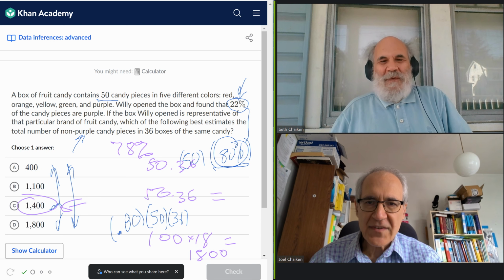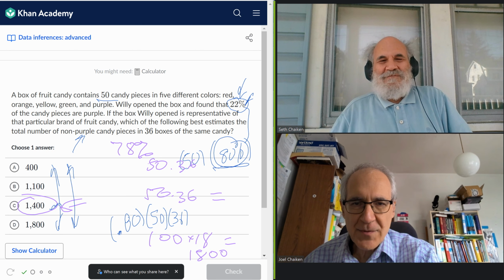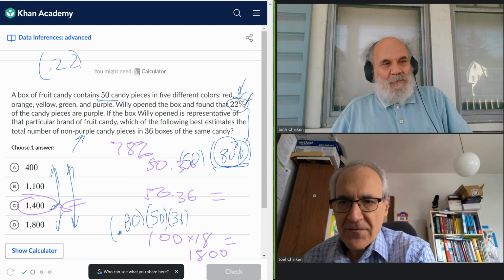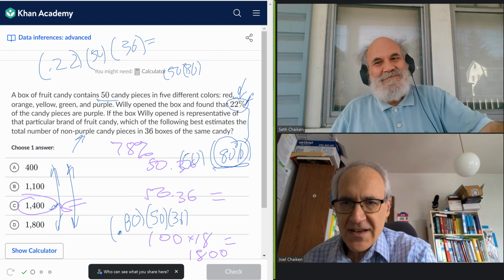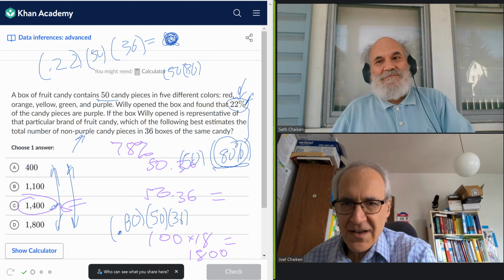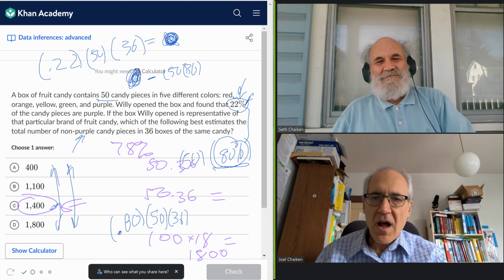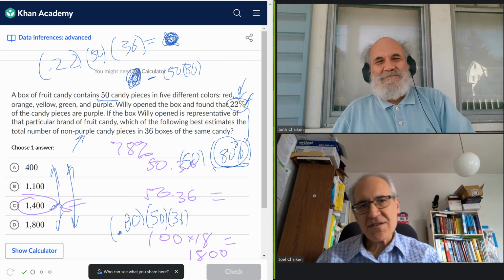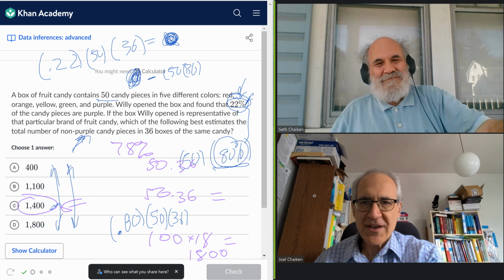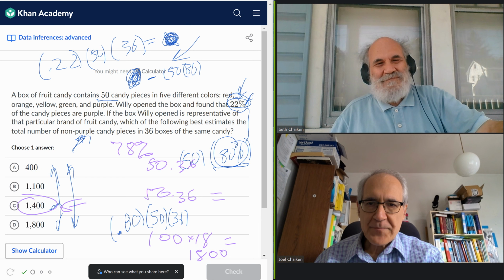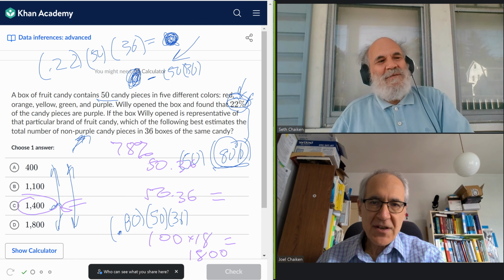The other way to do it is to calculate what 22% is of 50, then 36, and subtract it from 50 times 36. You get this big thing, and the answer is this big thing minus 50 times 36. It's better to do the complement, the opposite of purple. It's better to do 80%. You get the number faster and you don't have to do an extra subtraction. But we'll see how they do it. It'll be interesting.